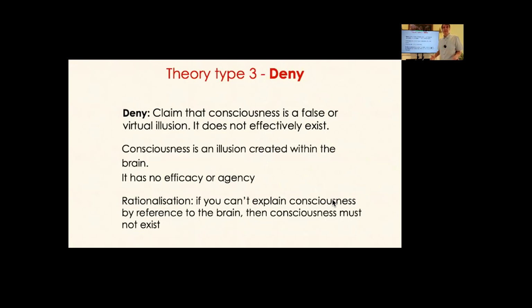Deny. Another possible situation is you deny that consciousness exists, or more precisely, claim that consciousness is a virtual illusion. It does not effectively exist. It's not what we think it is. That's really what they're saying, because no one can really deny consciousness. They certainly can't deny qualia, right? But they say that your sense of consciousness is an illusion, right? They say it has no efficacy or agency, and the rationalization is, if you can't explain consciousness by reference to the brain, then consciousness cannot exist.